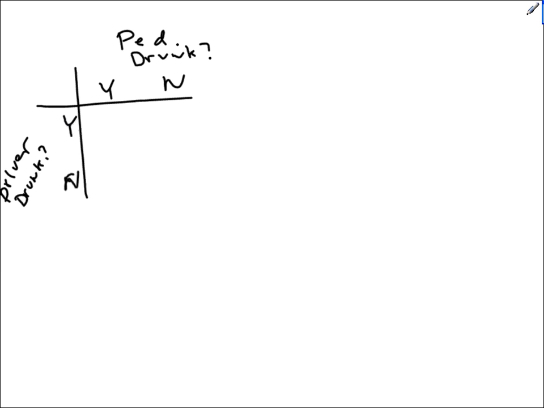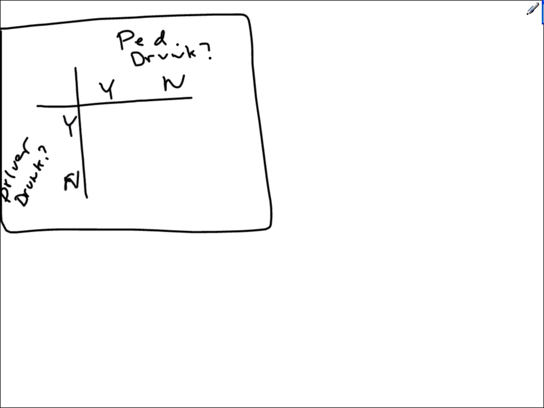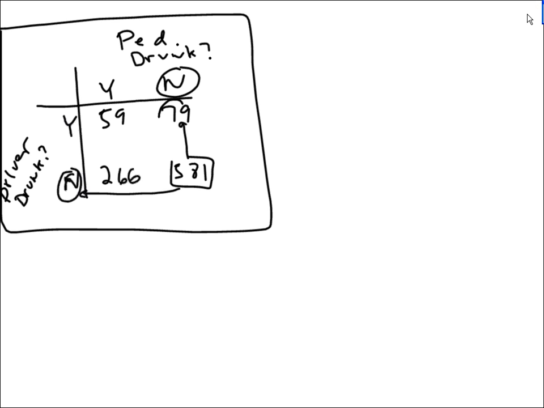And what I should say is this is a study of pedestrian automobile accidents. And 59 times that occurred, and I'll talk about what that is in a moment. And 79 fell into that category, and 266 fell into that category, and 581 fell into that category. Well, what does this 581 mean? It means of the cases studied, 581 times the driver was not drunk and the pedestrian was not drunk. In this study, 79 times the pedestrian was not drunk, but the driver was. 266 times the driver was drunk, the pedestrian was not.